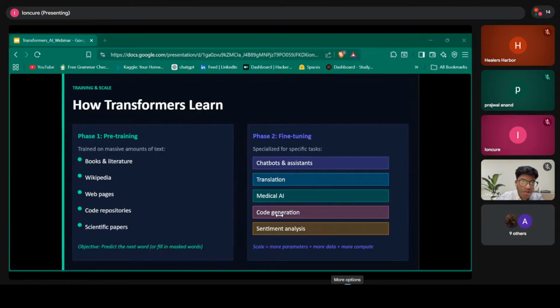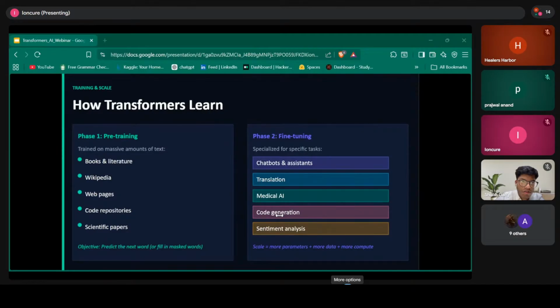So, how does a transformer actually get trained? It happens in two phases. The first one is pre-training. The model is exposed to an enormous corpus of text like books, websites, Wikipedia, code bases, and scientific papers, and it learns to predict the next word or fill in missing words. This teaches it grammar, facts, reasoning patterns, and world knowledge.